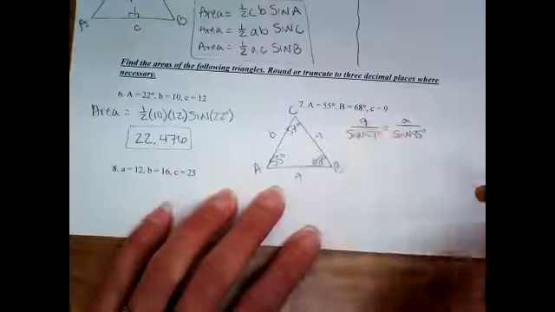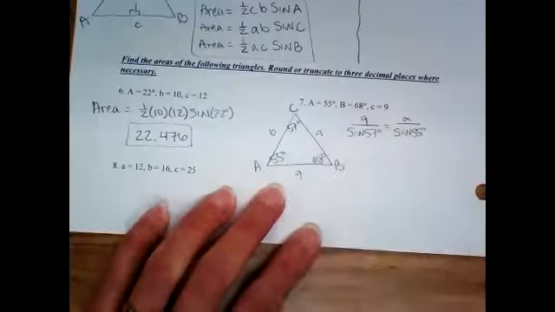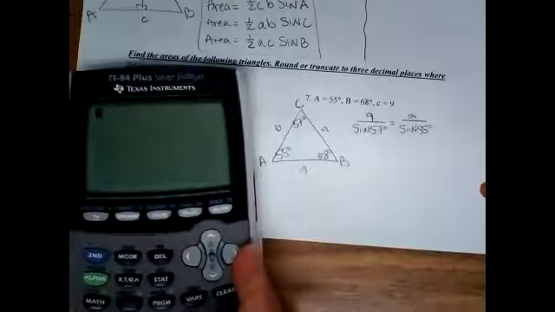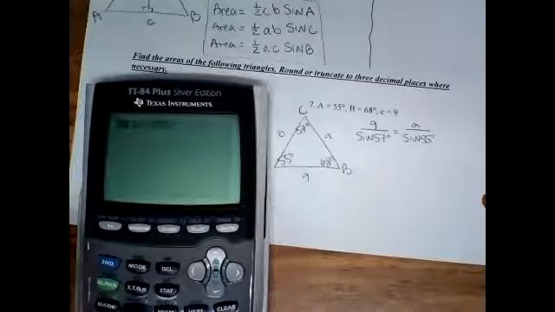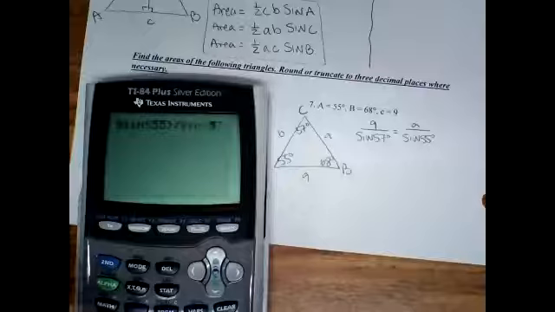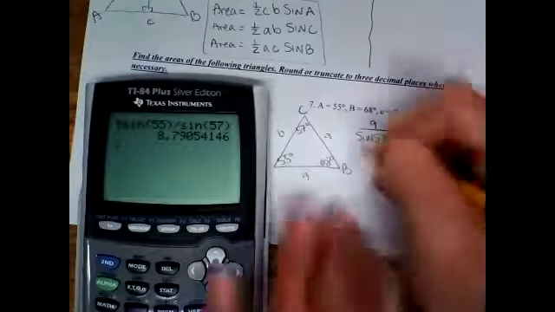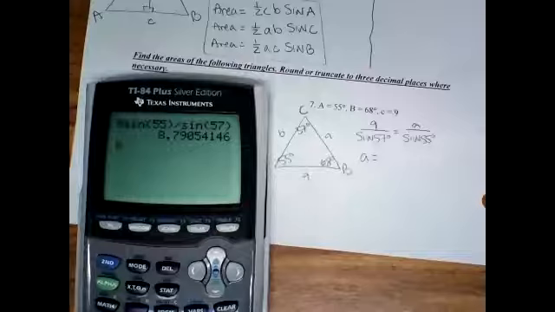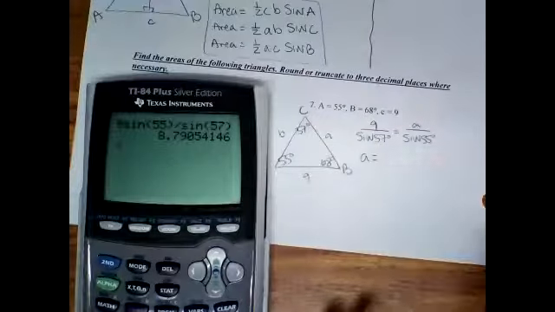Please go ahead and type this. I see a lot of you already. Go ahead and cross multiply and divide. You're going to type 9 sine of 55 divided by sine of 57, and that will give you A. Did you get 8.790?